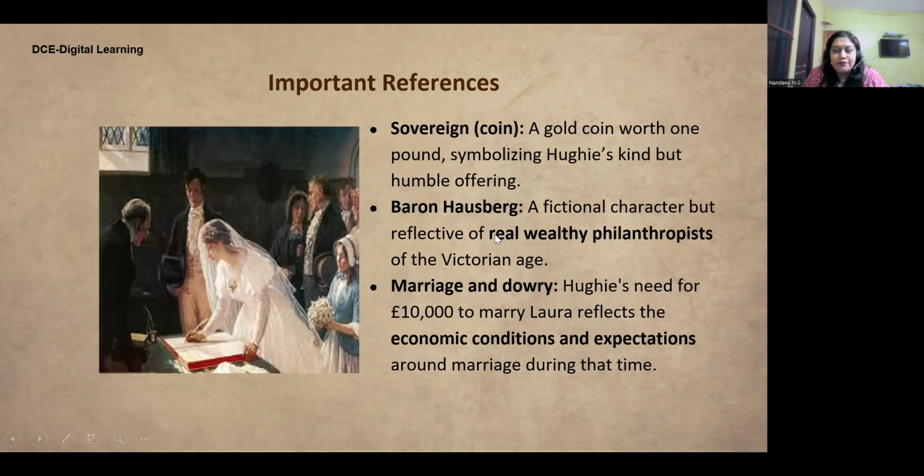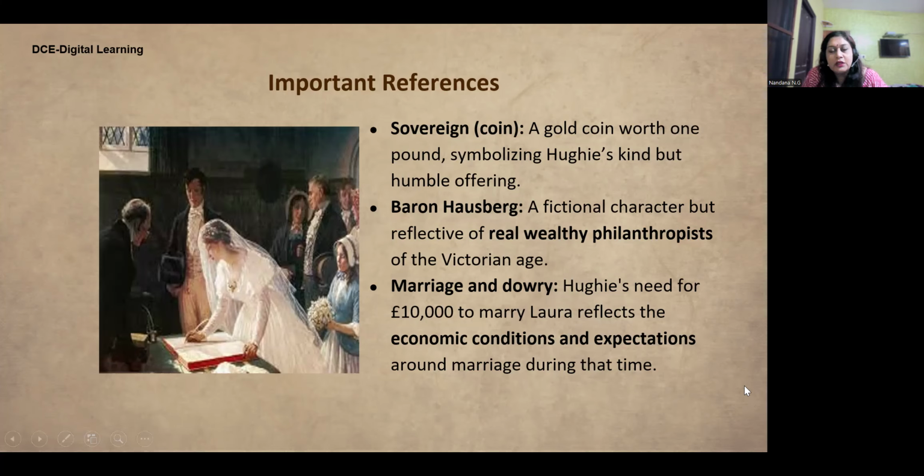Equivalent to £1. Who is Baron Hausberg? He is a fictional character, but definitely reflective of the real wealthy philanthropists of the Victorian age. Yes, Baron Hausberg represents most of the wealthy philanthropists. Who is a philanthropist? A philanthropist is a person who tries to give back to society, a rich person who tries to give back to society how much wealth he has accumulated through the course of social work. So, Baron Hausberg represents the wealthy philanthropist of his age.